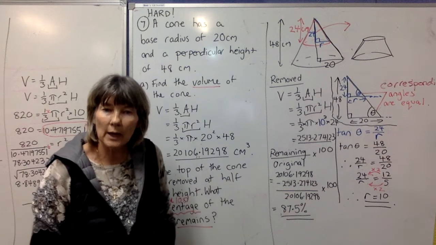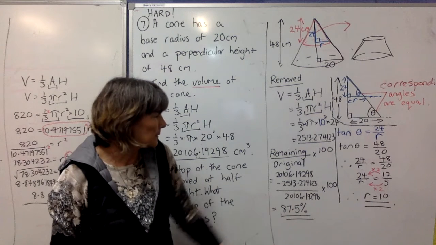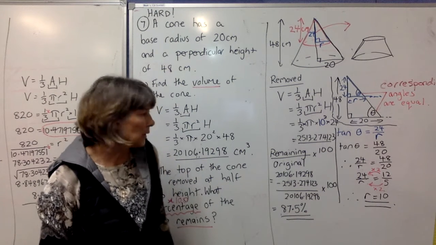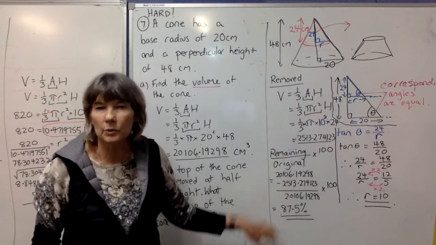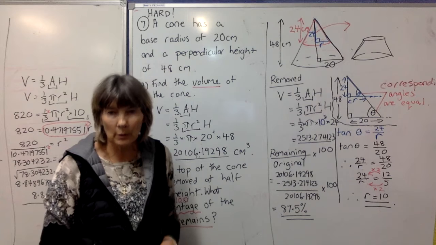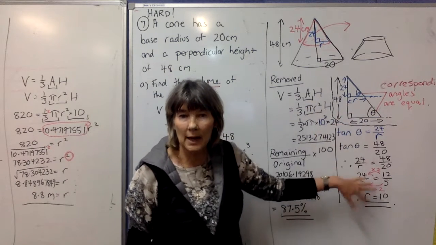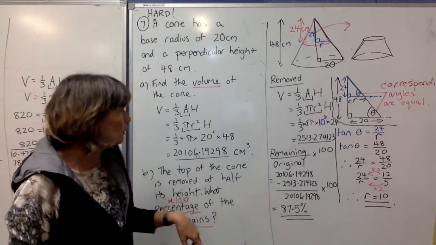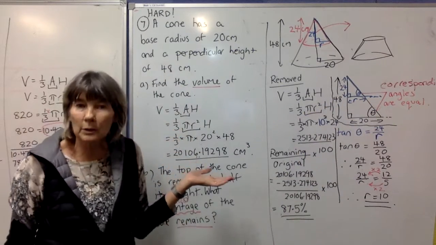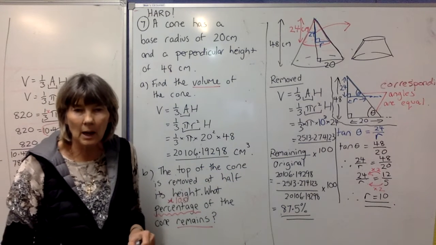When you do all that on your calculator, you get a nice neat 87.5, and you write percent on the end. Okay, so you wouldn't have got that nice answer if you'd rounded any of these decimals off early, so no early rounding. So you can see we involved a bit of trig here with our tan ratios, we involved a bit of geometry with our corresponding angles, and we're actually doing a volume question. So there's 3 topics in one here, and that's what makes it hard.